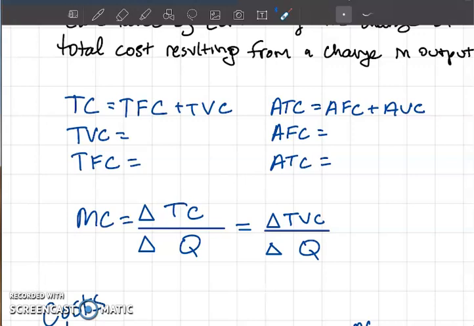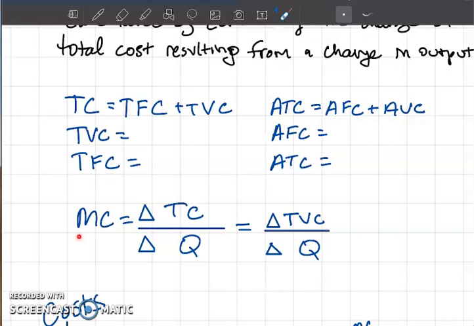Notice on the left, we have total cost, total variable cost, and total fixed cost. Our total costs are made up of the total fixed cost plus the total variable cost. We could easily rearrange this equation in order to derive our total variable cost or total fixed cost, depending on the data that is given to us. Our average total cost, similarly, is the combination of our average fixed cost plus our average variable cost.